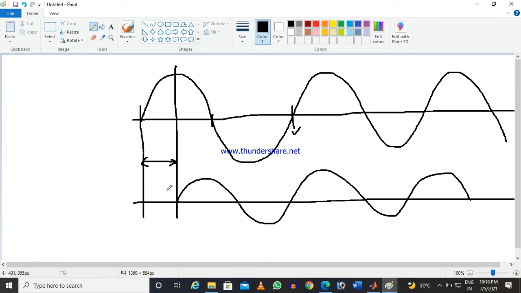That means we will obtain this signal if I shift this signal by 5 milliseconds. So by seeing this, it is very clear. We can understand it very easily. But say there is a lot of discrete data.